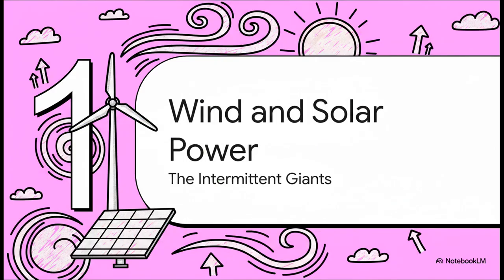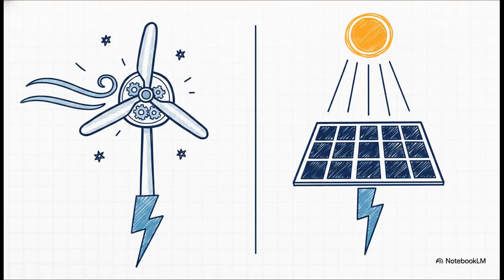All right, Section 1, Wind and Solar Power, or as I like to call them, the Intermittent Giants. Let's break down the basic mechanics. With wind power, moving air physically turns these massive turbine blades. Those blades are connected to a rotor, which drives an electromagnetic generator to pump out electricity. It's essentially just capturing kinetic energy.